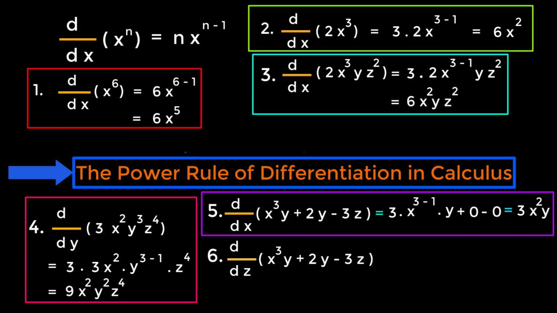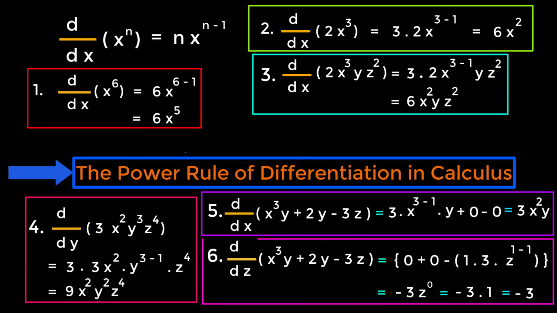So we can write d/dz of x cube y plus 2y minus 3z equals 0 plus 0 minus 1 times 3 times z to the power 1 minus 1, that is minus 3z to the power 0. We know that something to the power 0 means 1. Therefore, we can write minus 3 times 1, that is minus 3.